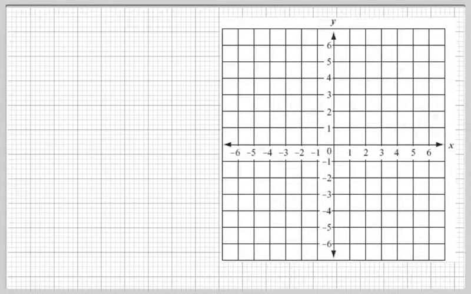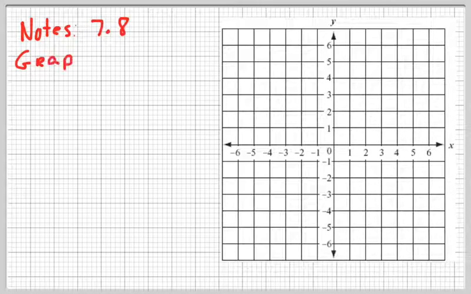Okay, these are some of the notes for lesson 7.8. This is graphing radical equations, or graphing radical functions.